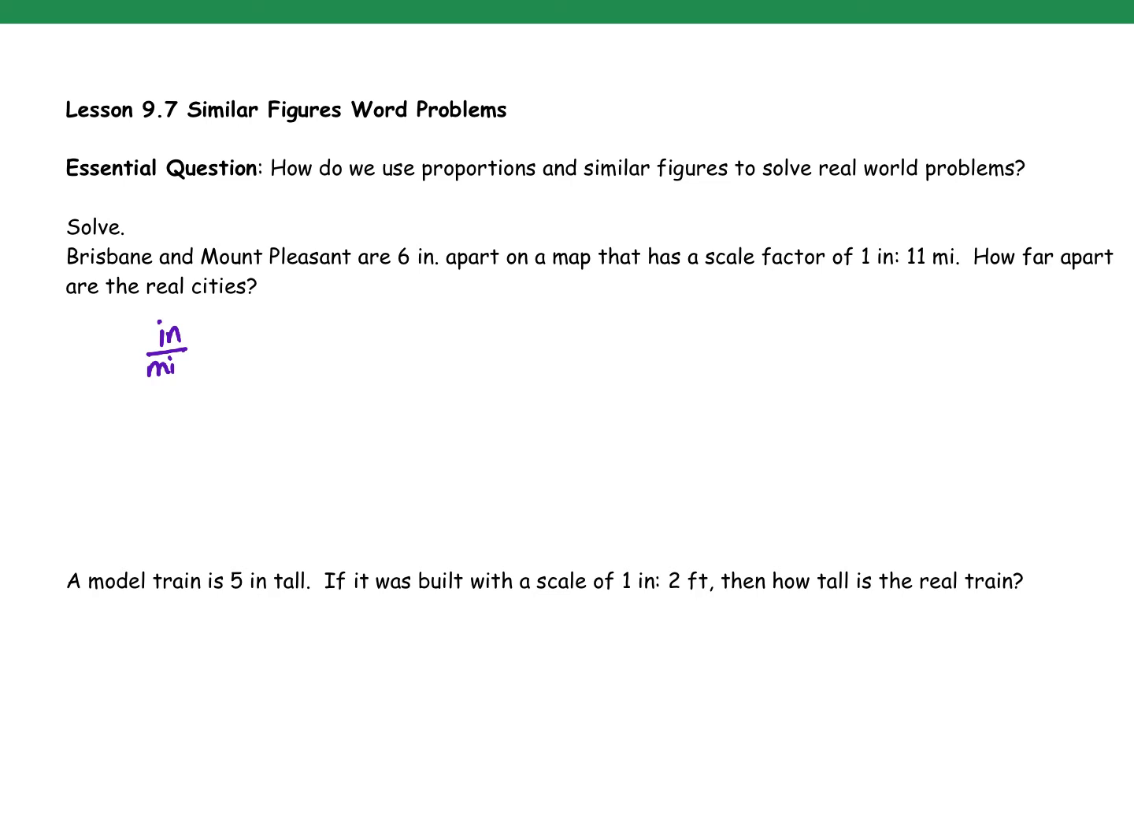So I know that my scale factor is 1 inch over 11 miles, right? And then Brisbane are 6 inches apart on the map, and we want to know how many miles away they are in real life. And that's it. And then I have a fraction that we've been solving, right? So cross multiply, divide, I get x equals 66 miles.